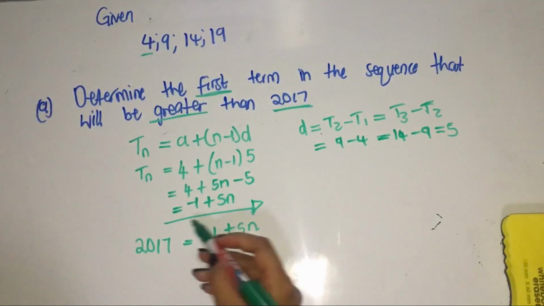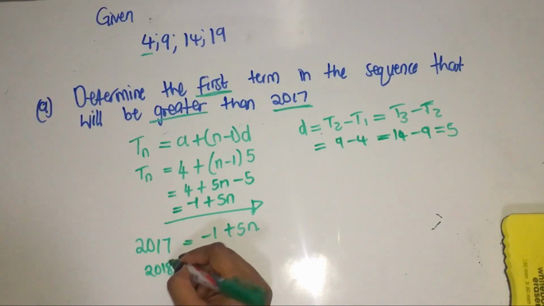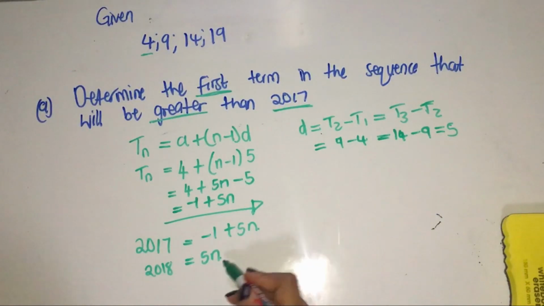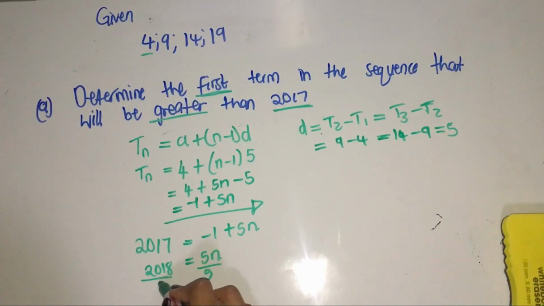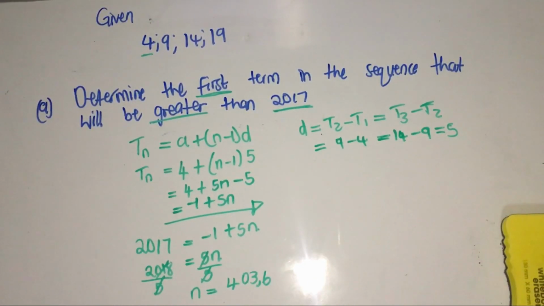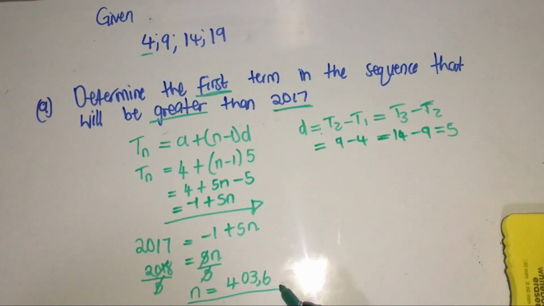Alright, so we're going to transpose this one, which will give us 2018, because 2017 plus 1 is equal to 2018. Alright, then we're going to divide by our 5. Therefore, our n is equal to 403.6. Now, you don't just write this and leave it like that. We have to substitute and see if it's greater than 2017. How are you going to know that it's greater or less than 2017 if you do not substitute?